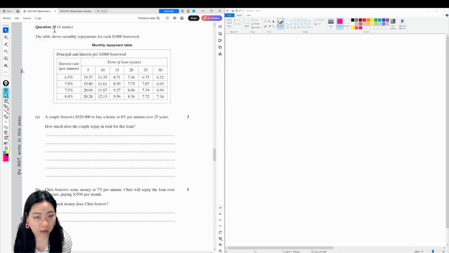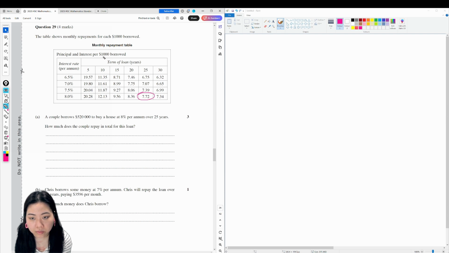Question 29, 4 marks. The table shows monthly repayments for each $1,000 borrowed. A couple borrows $520,000 to buy a house at 8% per annum over 25 years. How much does the couple pay in total for this loan? What are we looking at here? 8% per annum over 25 years, this one here. Right, this is a monthly repayment table. How much do they pay in total?